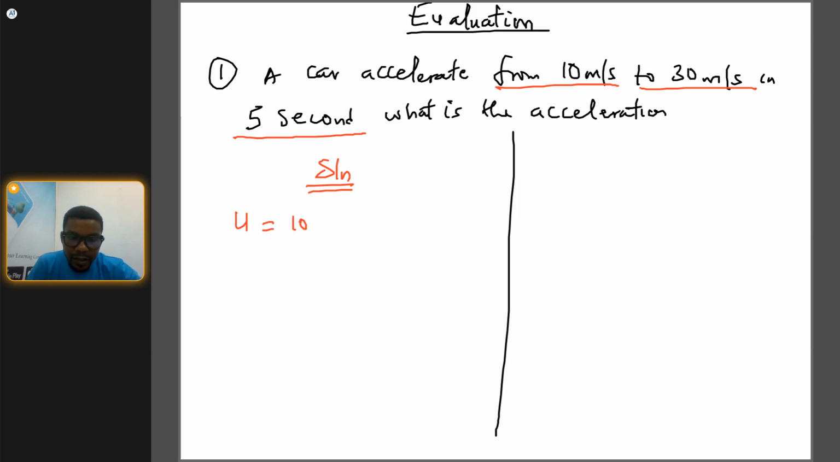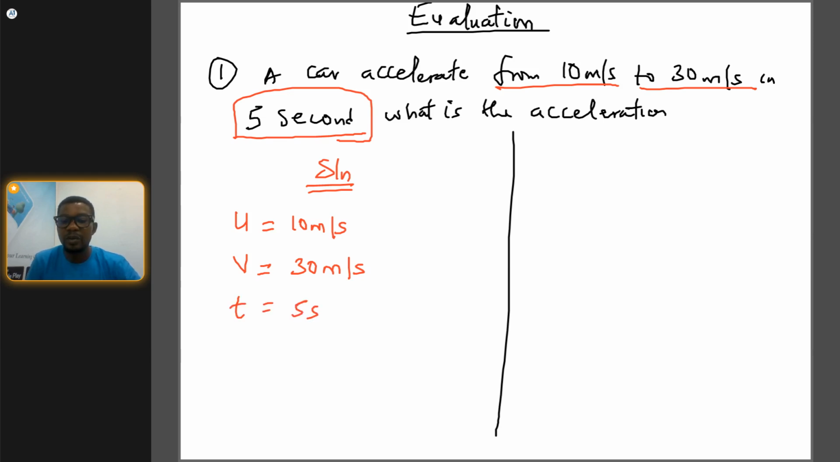Initial velocity is 10 meters per second to 30 meters per second. That means the journey of the car stopped at 30 meters per second, and that is the final velocity of the car, which is represented by V. We use V for final velocity, 30 meters per second. And that journey was done within the time of 5 seconds. So T is 5 seconds. And we are asked to calculate the acceleration.